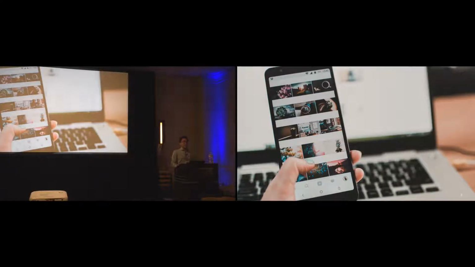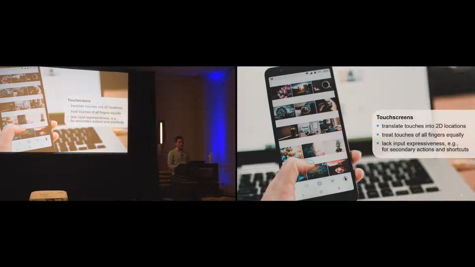Smartphones offer a wide range of functions which we can access through a touchscreen. On a technical basis, touchscreens translate touches into two-dimensional coordinates which are mapped to the user interface. This concept enables an intuitive interaction, but also limits the input expressiveness to a single two-dimensional coordinate. This limitation makes it challenging to provide shortcuts and secondary actions, which are actually fundamental on desktop and laptop computers.